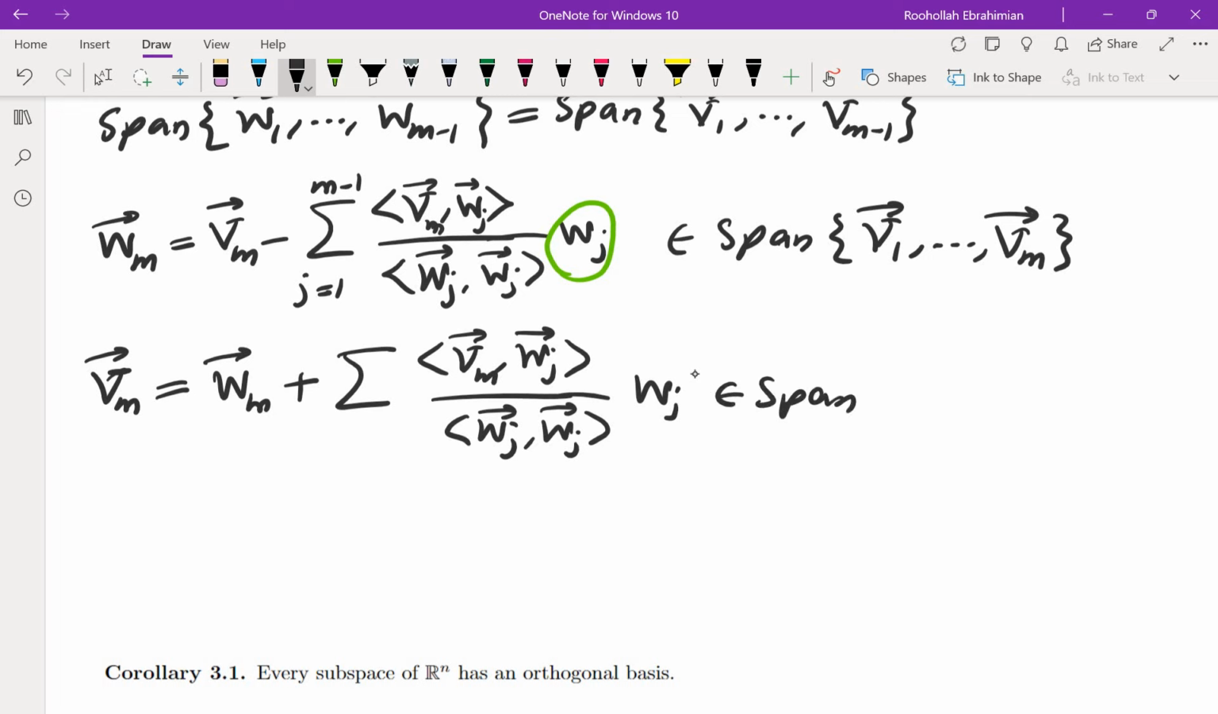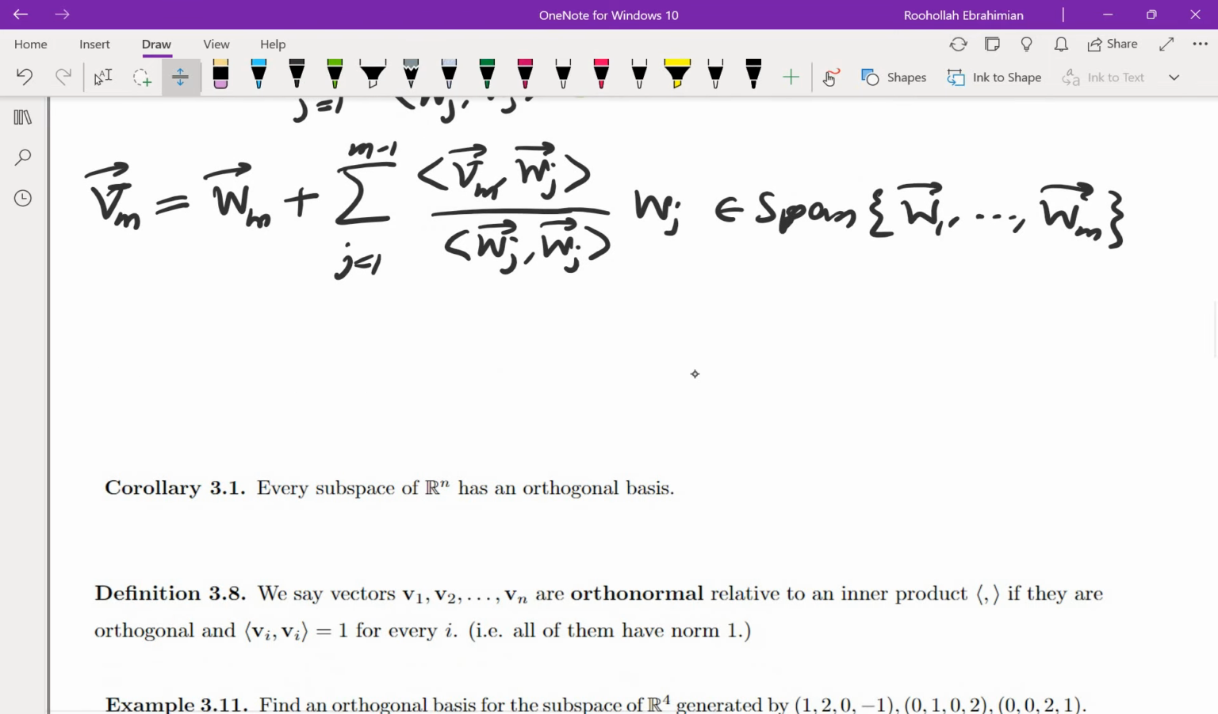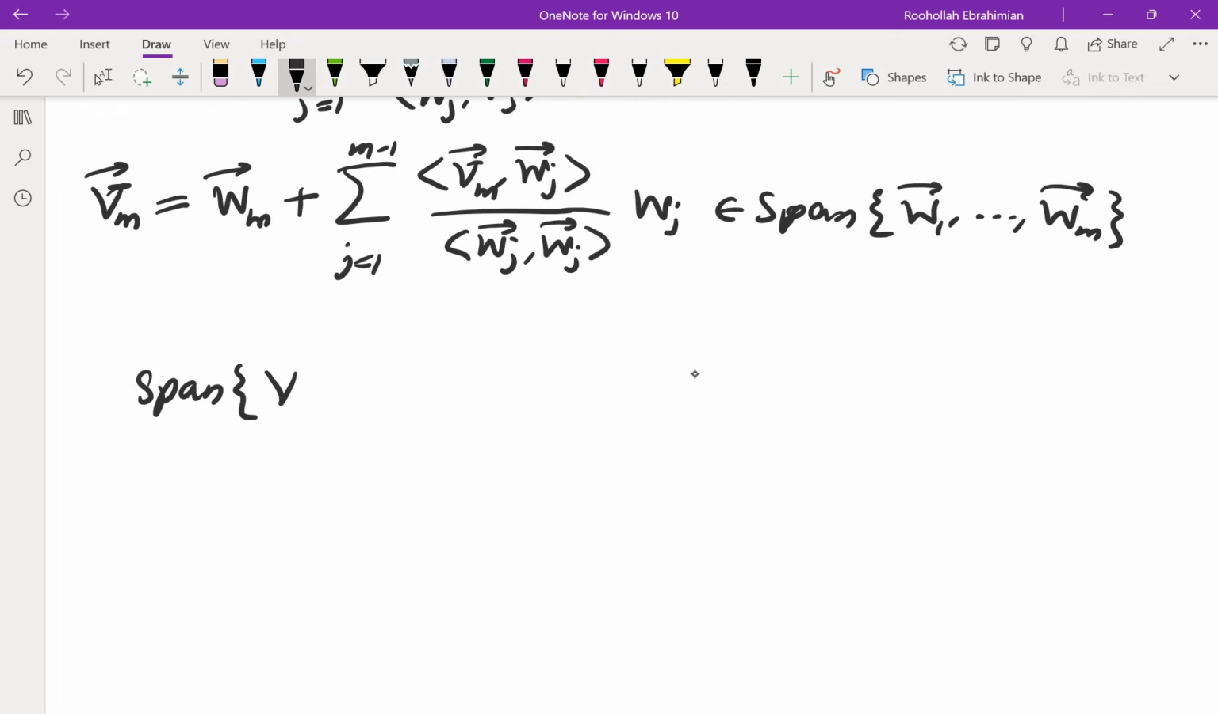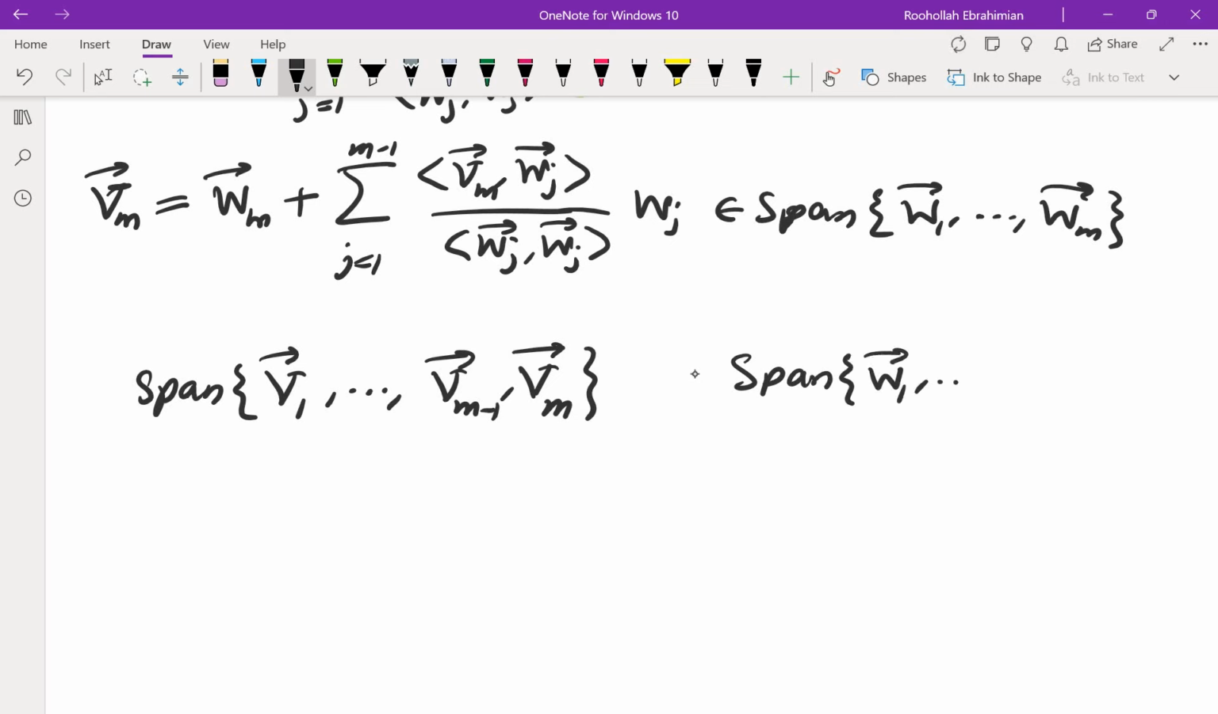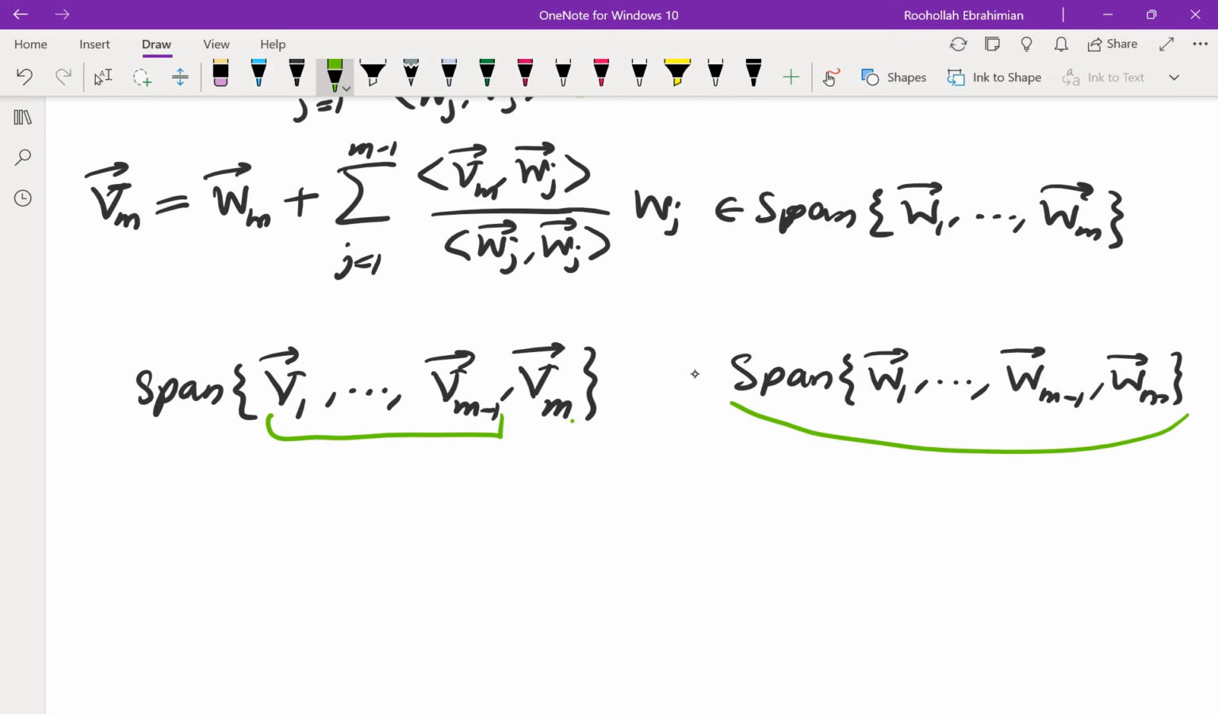This is in the span of W1 through Wm. So what that means is, if you look at these two spaces, span of V1 through Vm and span of W's, we know that each of these is in this one, and each of these is in this one, so therefore they must be the same.